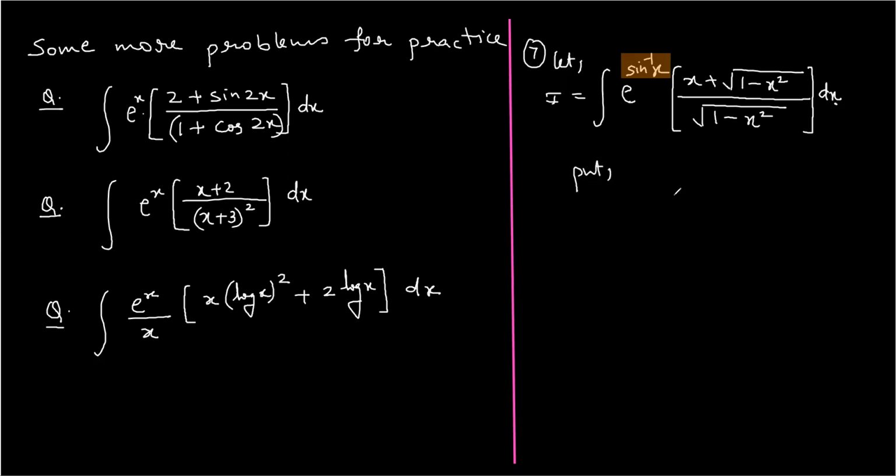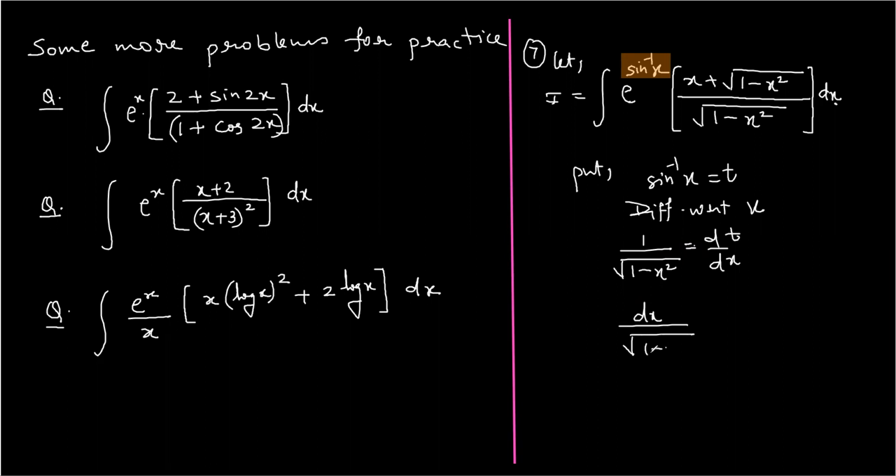So put sine inverse of x equals t, and now I write, differentiating with respect to x. So I get d by dx of sine inverse x, which is 1 upon square root of 1 minus x square, into dx, equals d of t. Now this dx I multiply here. So I have dx upon square root of 1 minus x square equals dt.